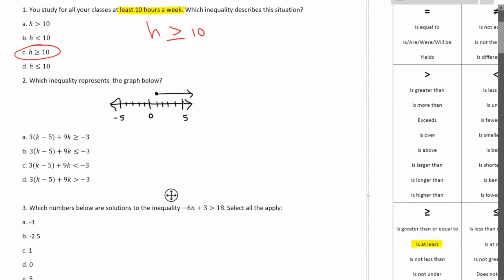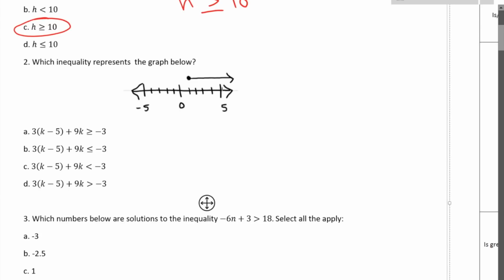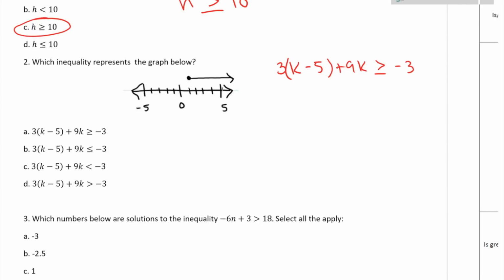All right. Which inequality represents the graph below? So first off, how do you do these problems? Because they give you the graph, but they don't give you the equation. So here's how you do it. First, let's just solve the problem. So every single one of these, A, B, C, and D, are the same problem. 3(k minus 5) plus 9k greater than or equal to negative 3. We'll just take that first one, and if the sign doesn't match, that means we need to get our answer first and then change the sign at the end.